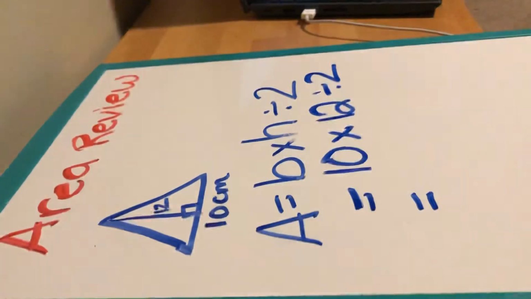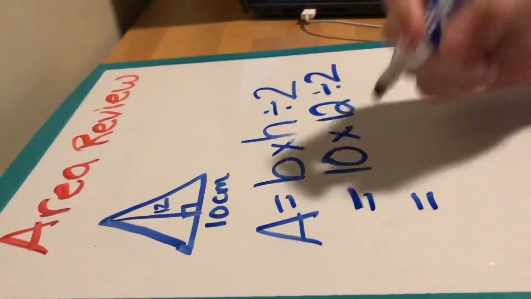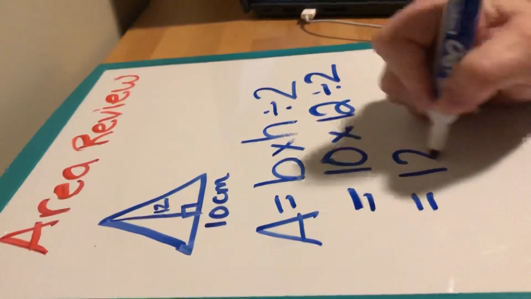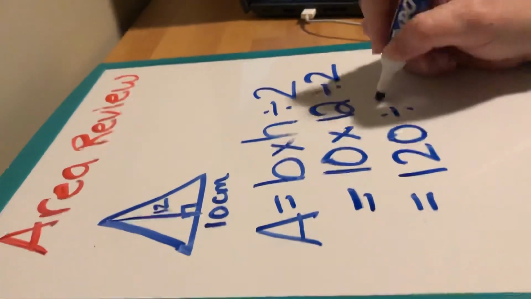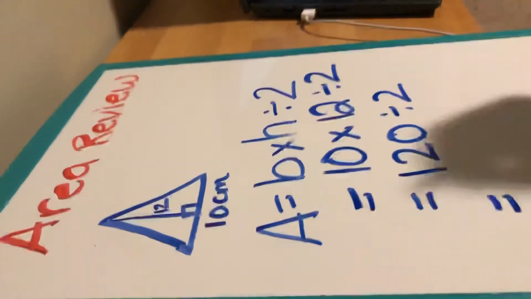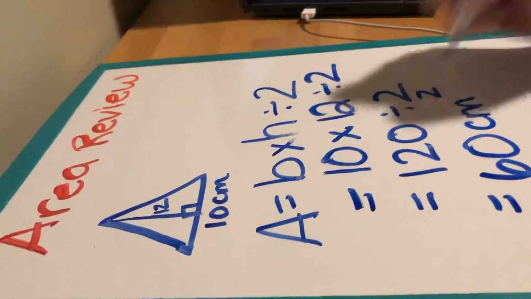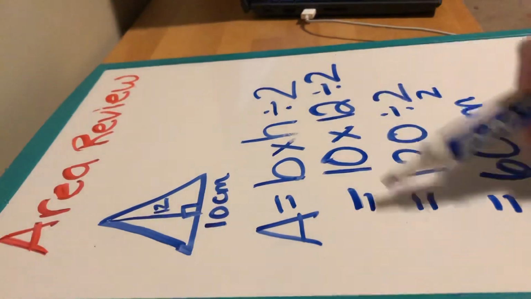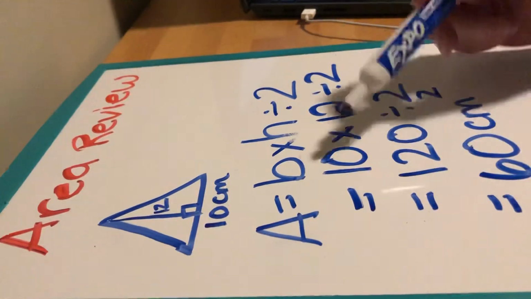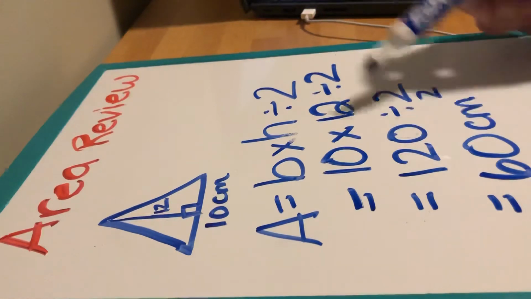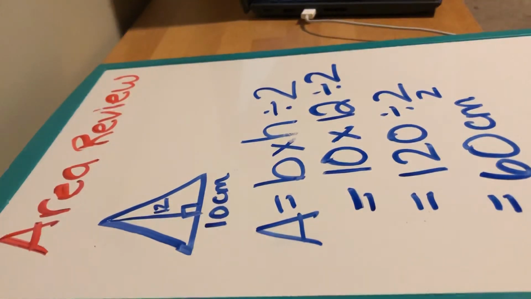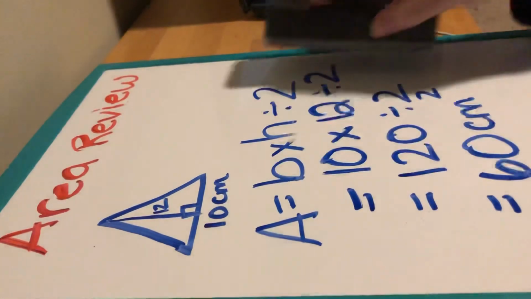If we look at order of operations, I can do my multiplication and division in order. So I'm going to do 10 times 12, which is 120, divided by 2, because I haven't done that yet. And 120 divided by 2 is 60 centimeters squared. I could skip this third step right here, and do 10 times 12 in my head, 120, divided by 2 and get 60, and I'd be okay with that, as long as I still had 3 steps along the way. Okay, let's do one more triangle.